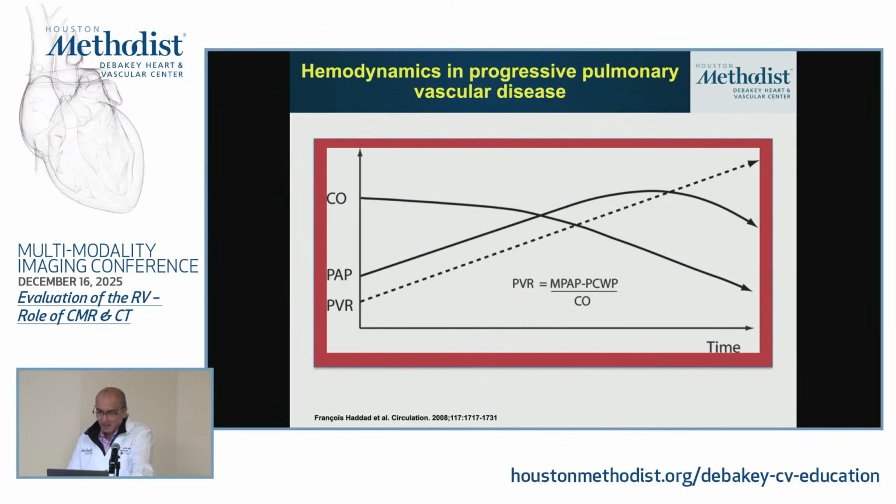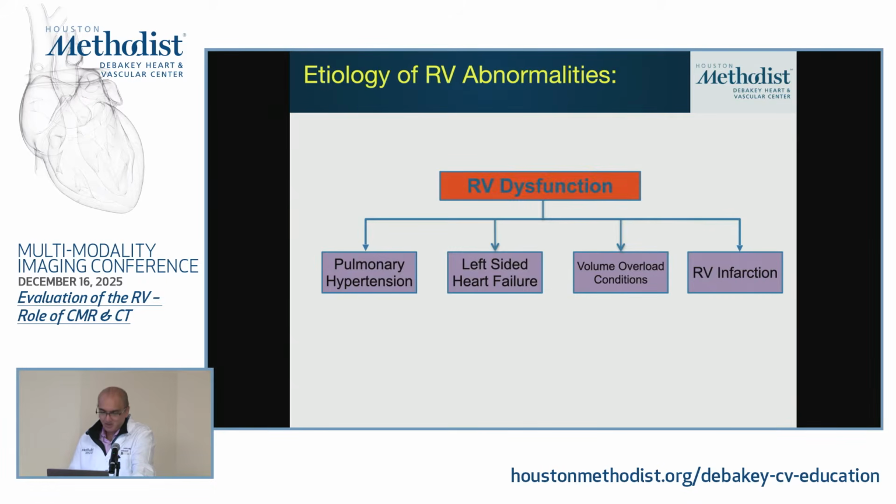Again, this is talking about the hemodynamics in progressive pulmonary vascular disease, where as you have an increase in pulmonary vascular resistance, you'll gradually begin to see a reduction in cardiac output and an increase in pulmonary artery pressures. So to summarize the causes of right ventricular dysfunction, the most common is left-sided abnormalities, but it can also occur from pulmonary hypertension, from volume overload conditions, and from intrinsic RV pathology as well.